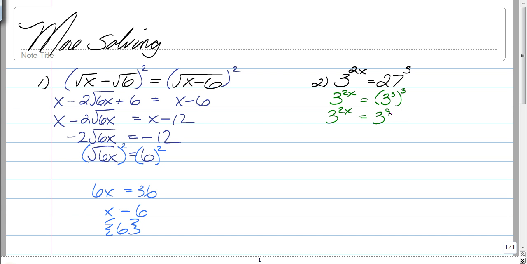Now the other thing you know is the only way that 3 to the 2x can equal 3 to the 9th is if they have the exact same exponent. So if the bases are the same and have the same exponent, they're going to have the same value. So you can ignore the bases here since they're the same and just set the exponents equal to each other. So 2x is equal to 9, so x is equal to 9 halves. Substitute it back into the original problem and it'll work. So you get 9 halves as your only solution.